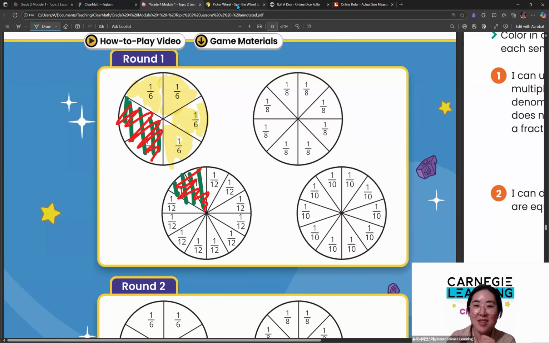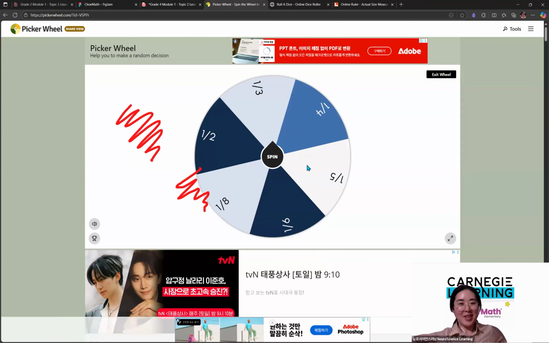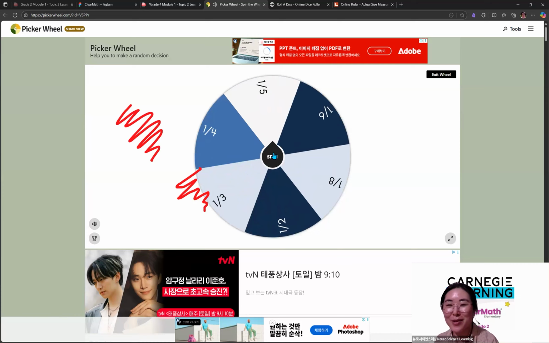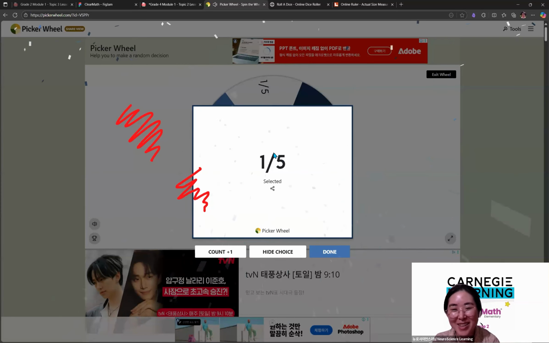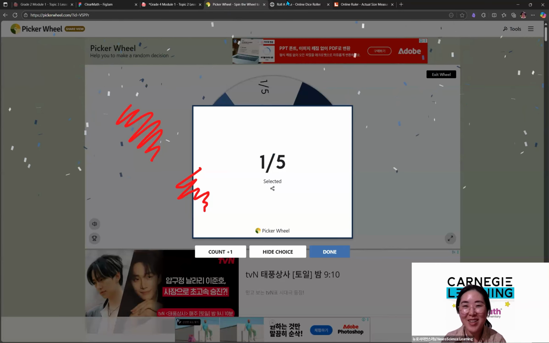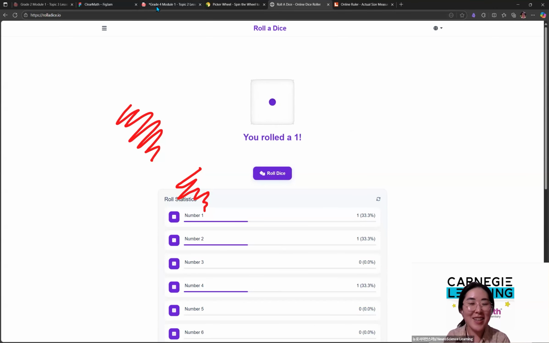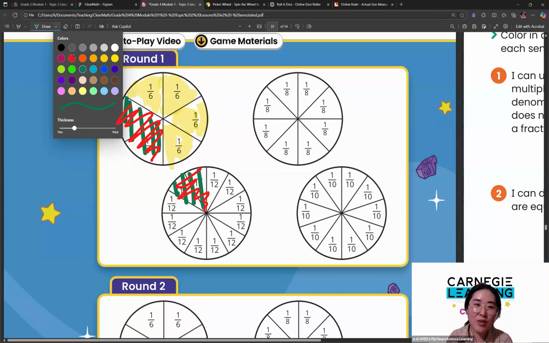Levi, it's your turn next. Can you say spin the wheel? Levi? It doesn't work. Oh, I have to click it for you. You have to say spin the wheel so that I know you're ready. Okay, so your fraction is 1/5. And the number of times you need to shade that is just once. Okay. So which wheel can you shade 1/5?